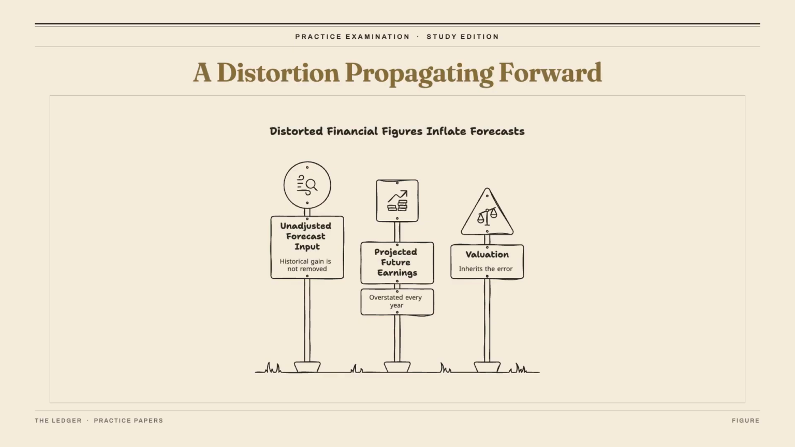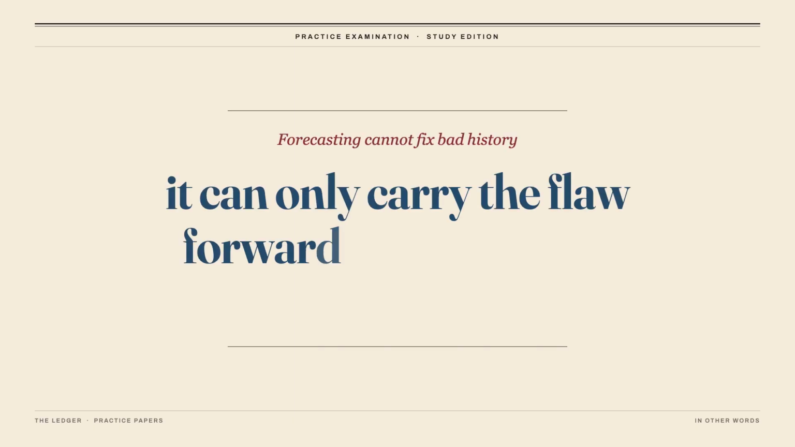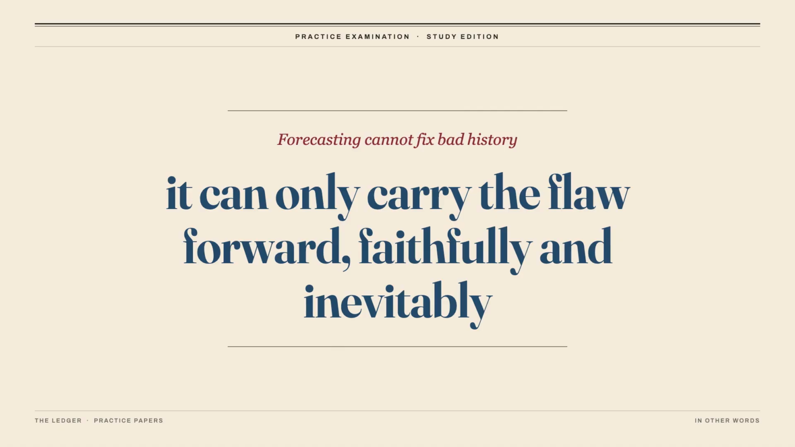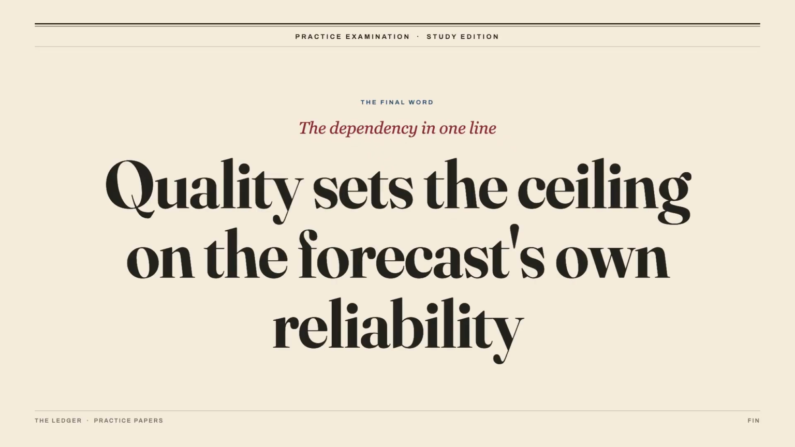Suppose historical earnings included a one-time gain that will not recur. Forecasting from that unadjusted figure projects the gain forward every year, overstating earnings and any valuation built on them. If reported earnings were inflated or obligations understated, extending those figures forward carries the flaw straight into the future, reproducing the distortion as though it were real. The reliability of any projection is capped by the quality of the historical data it's built from. High-quality history supports a forecast worth believing. Low-quality history guarantees one that misleads.